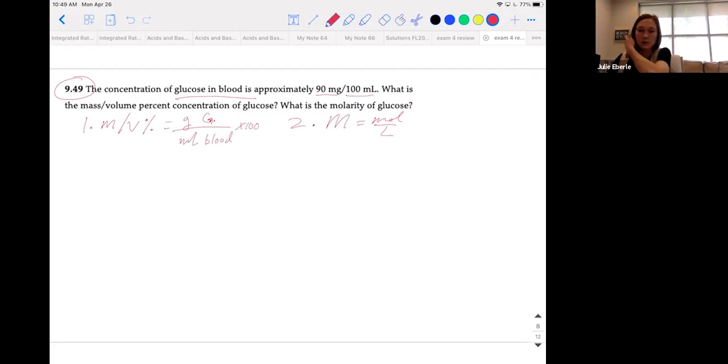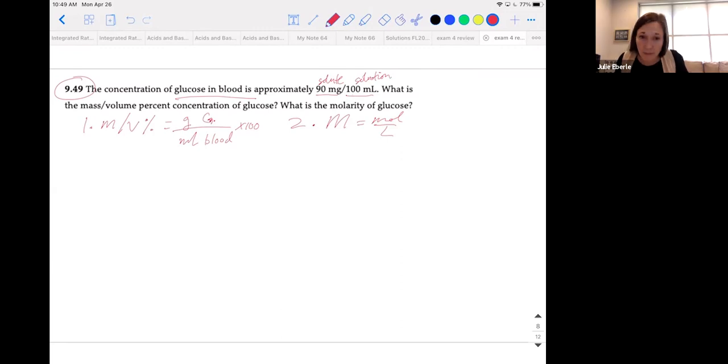So just plug things in, right? It says your concentration for glucose is 90 milligrams. That is the solute. And 100 milliliters, this is the solvent. Or sorry, blood is actually the solution. So solute and solution. We plug the 90 milligrams in on top, 100 ml on bottom.